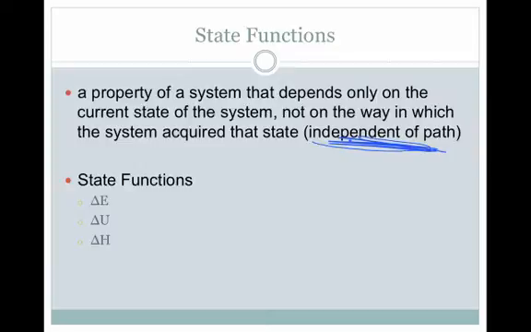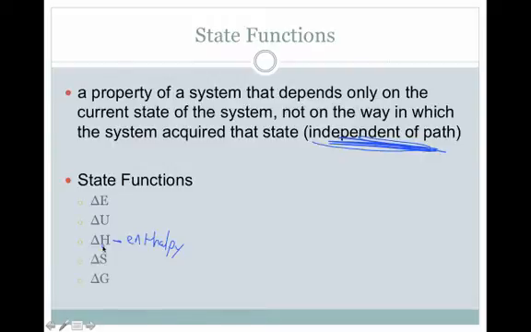So some state functions that might look a little familiar from this chapter. We start with dealing with these values here. Delta E, any change in energy is always considered a state function. The amount of energy we have now is not necessarily dependent on how much energy we had before. U stands for internal energy, and delta H is the one we're more familiar with. This is our enthalpy. So these are the values we've already tackled in this chapter, all three of which are state functions.